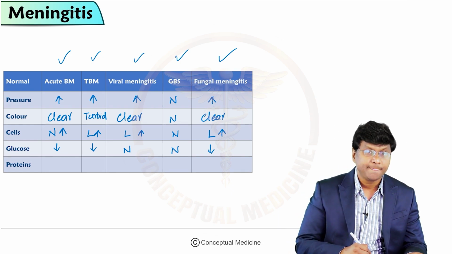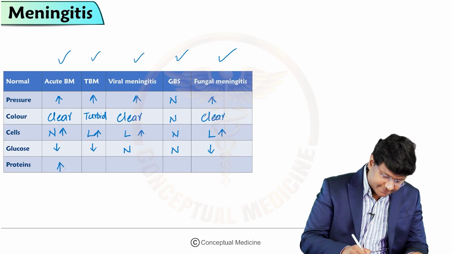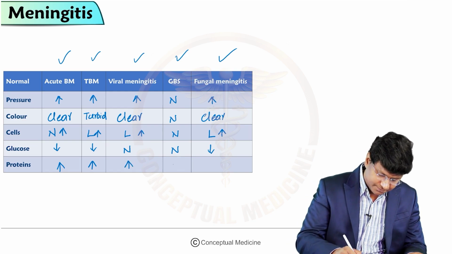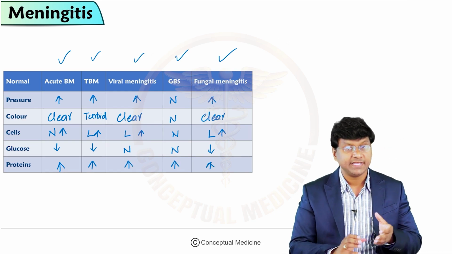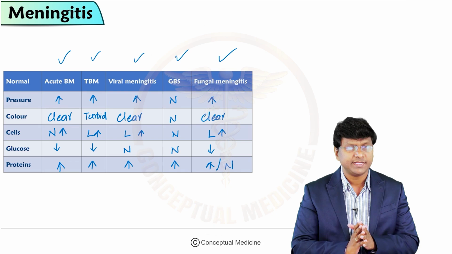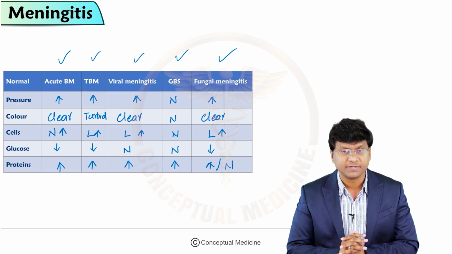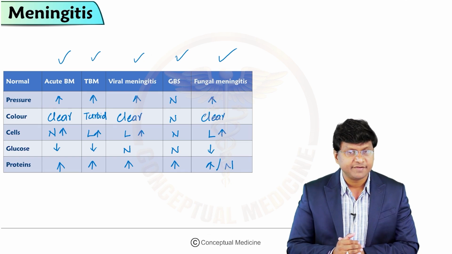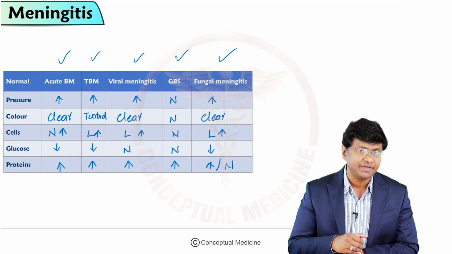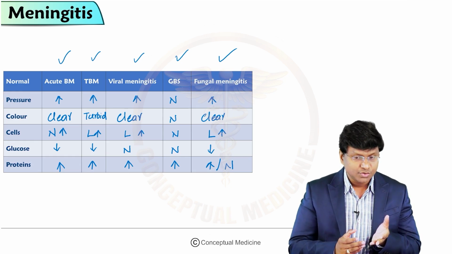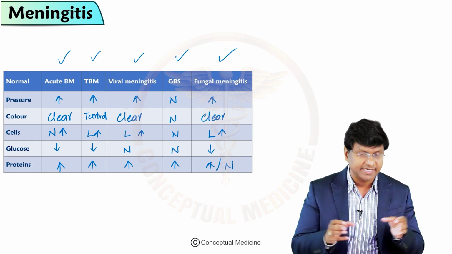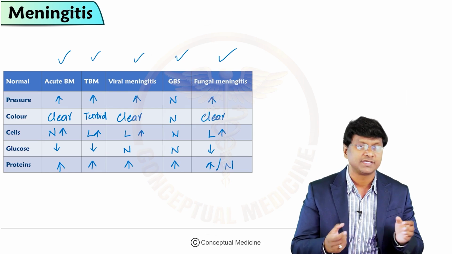Whereas proteins, if you see, they are elevated in all the forms, and only in fungal meningitis the proteins may be normal or elevated. See, proteins form the part of the immunoglobulins. So whenever there is inflammatory reaction, the immunoglobulins will be increased. So it is an inflammatory reaction which is happening within the meninges by these organisms. So once there is inflammatory reaction, the immunoglobulins will be elevated, because they try to come and attack the organism, and your immunoglobulins are nothing but the proteins.